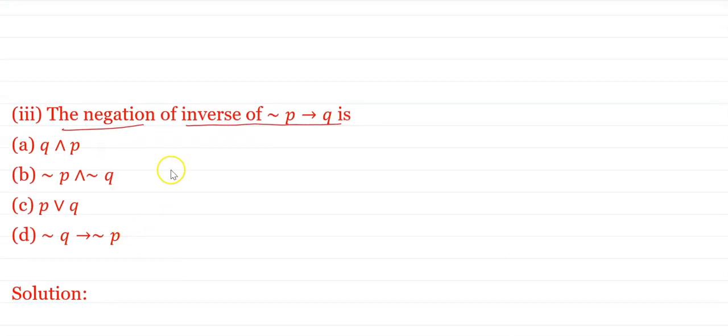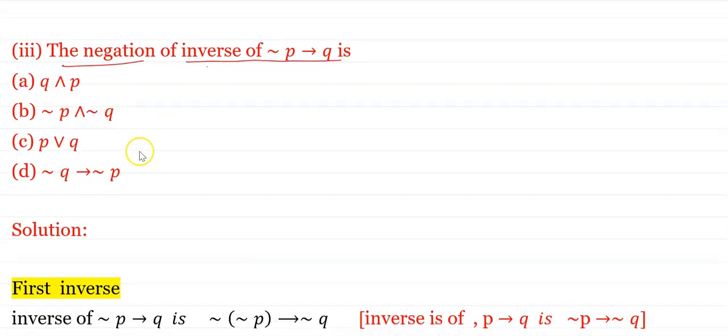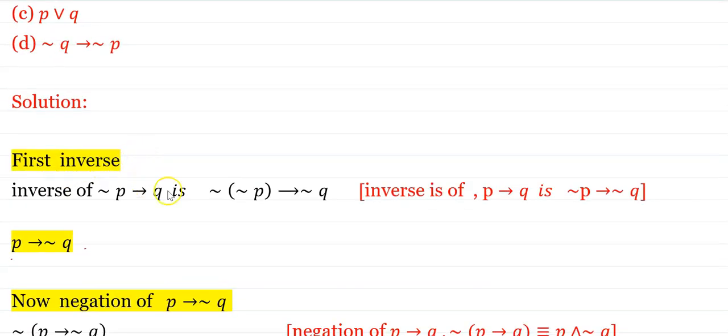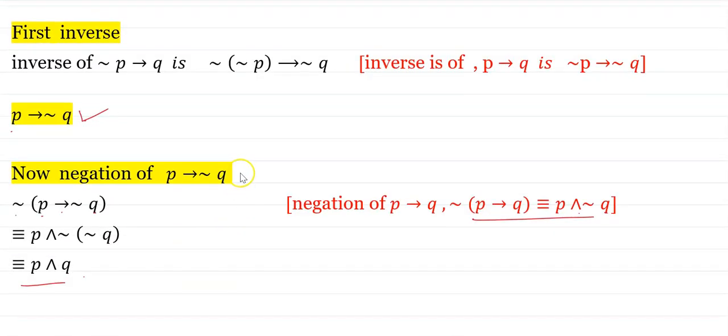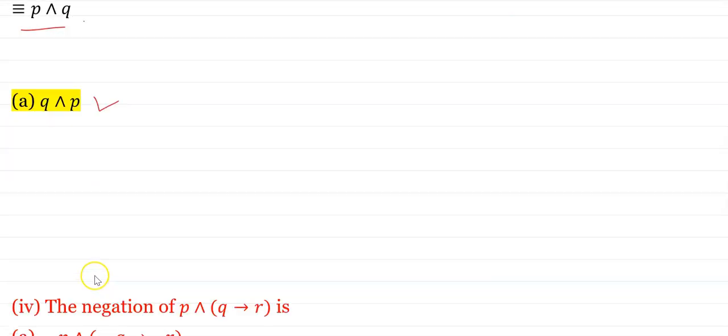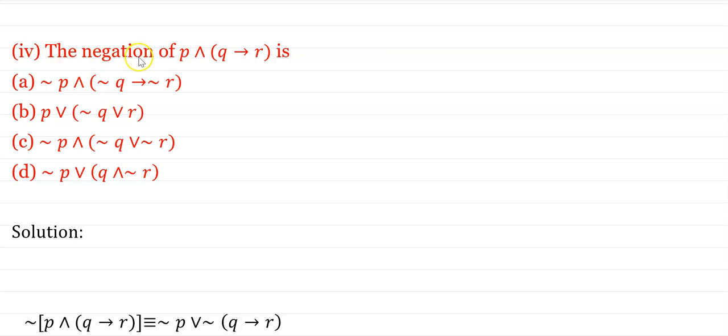पुन्हा तुम्ही एकदा बघू शकताय. First we find out the inverse of this statement and then find out the negation. आपण इथे first inverse find out केला आणि या inverse चा find out केल्यानंतर negation find out केला. Then we get P and Q. Okay. Now the next. The negation of P and Q implies R is.